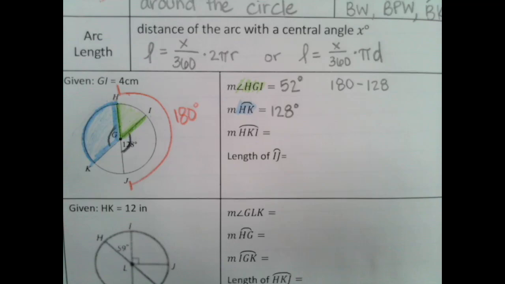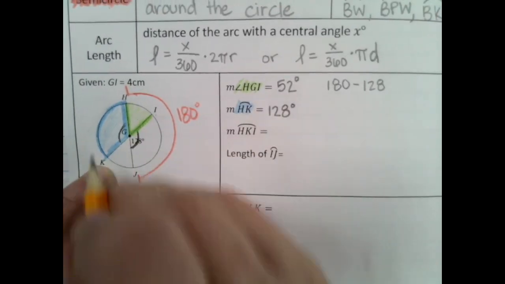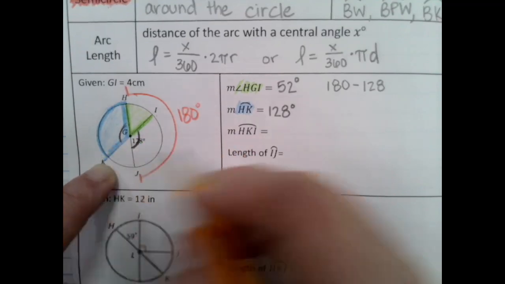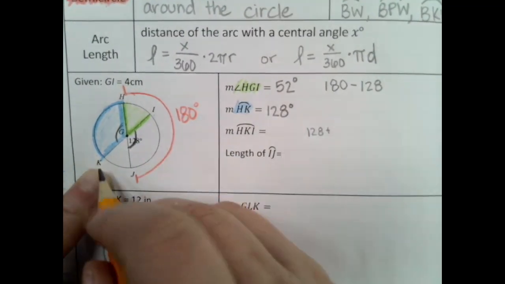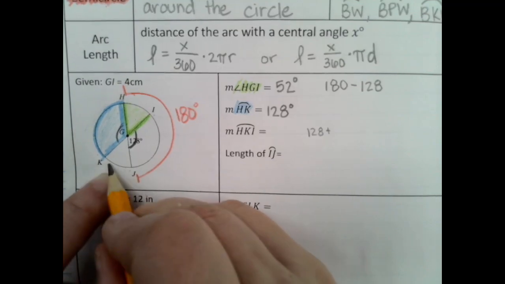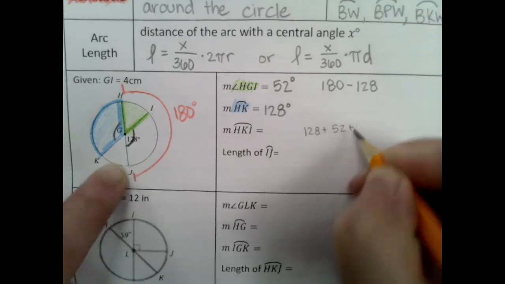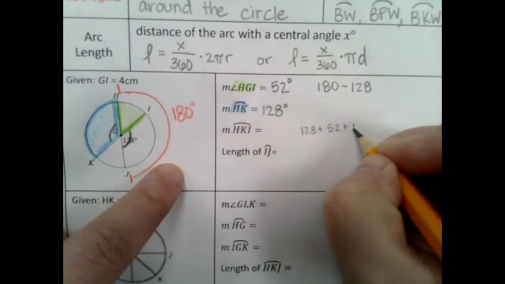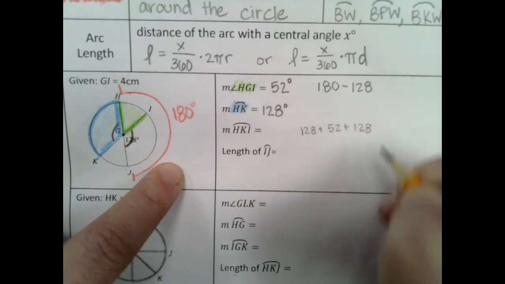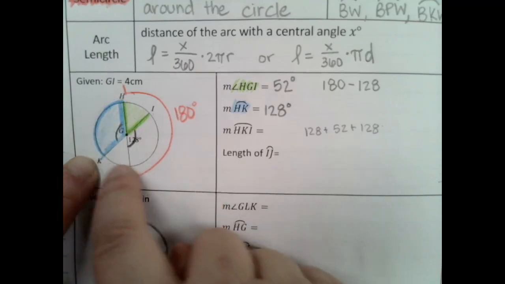Couple ways we could do this one. I know H to K is how much? 128. Plus, how much will KJ be? 52. Plus J to I? 128. Some of you also might have looked at this and said this is 128, this is a half, so 128 plus 180.